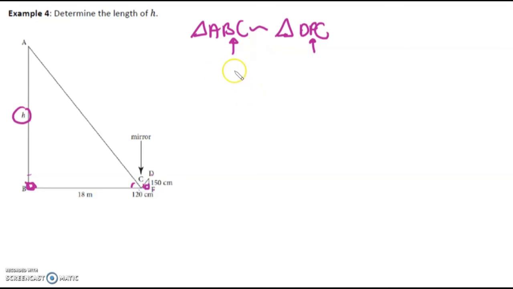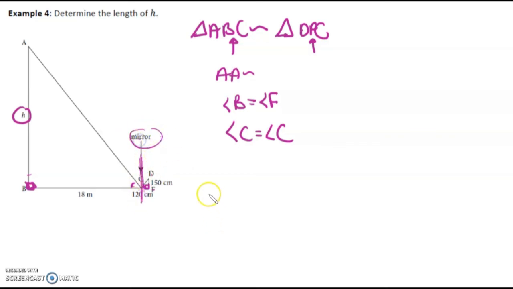To prove similarity, we can use angle, angle. So angle B, which is 90 degrees, is going to be equivalent to angle F. And then angle C and angle C, because we're assuming that these go up on the same slope. So angle C equals angle C. The reason we can assume that they go up on the same slope is because it's like a mirror image, right? There's a mirror there. So therefore, similar.